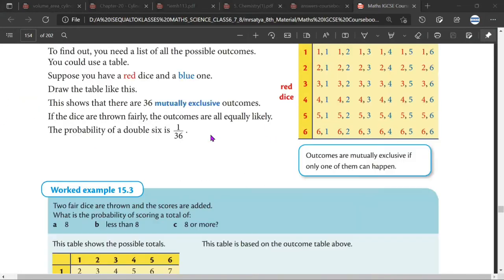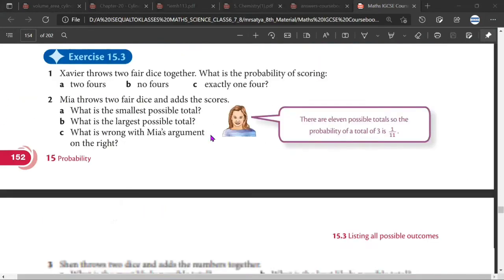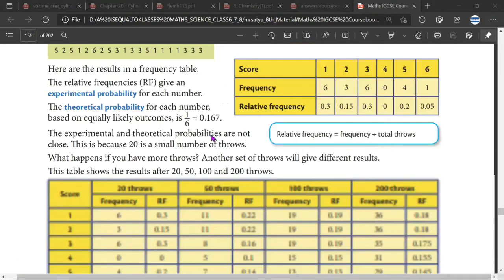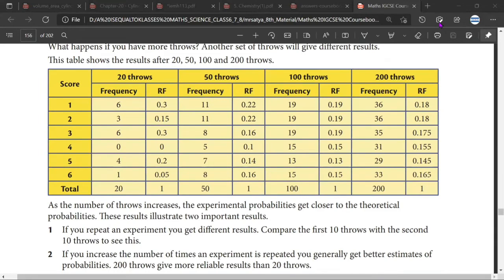And try to read this 15.3 also. Okay, sir. See, this chapter, all the exercises are connected to each other. Any doubt? No doubt. Okay. Let's meet tomorrow at 4 p.m.